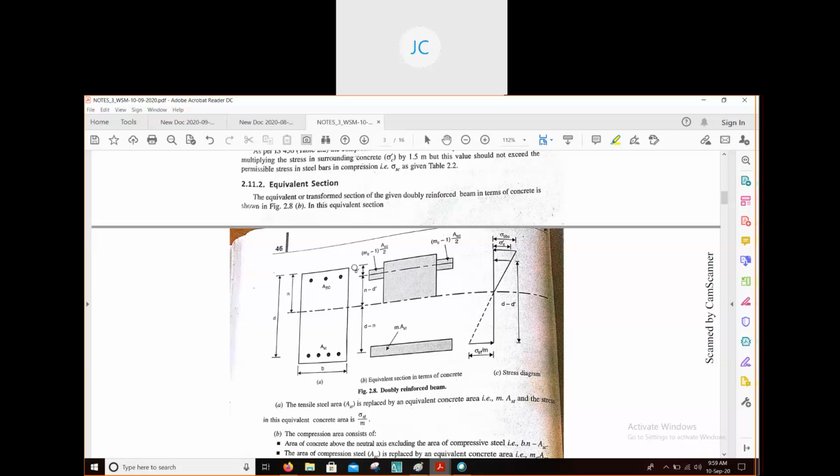That means it is the effective depth for compressive steel. Okay, and this d will be known as the effective depth for tensile steel or tension steel, because you have measured the distance from the top to the center of the tensile steel. And this d dash will be known as the effective depth for compression steel, since we are measuring the distance from the top to the center of the compressive steel. So this d dash is from the top to the center of the reinforcement.